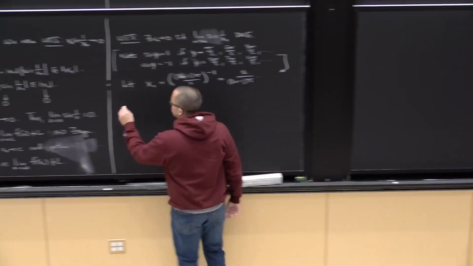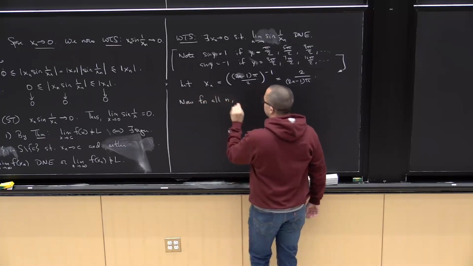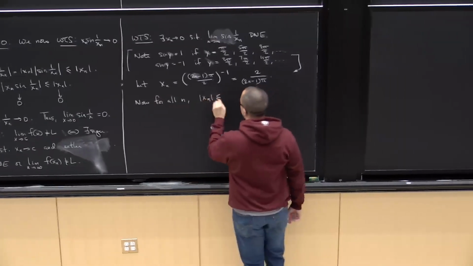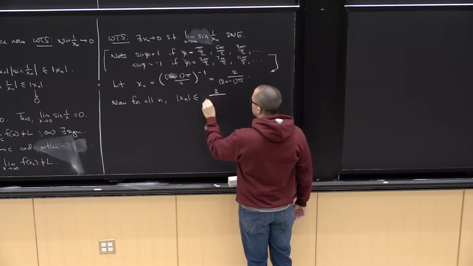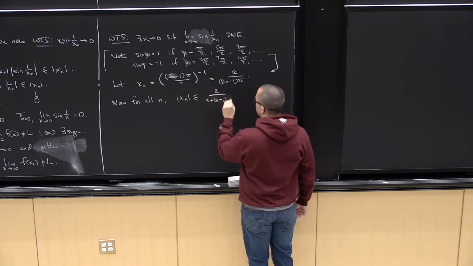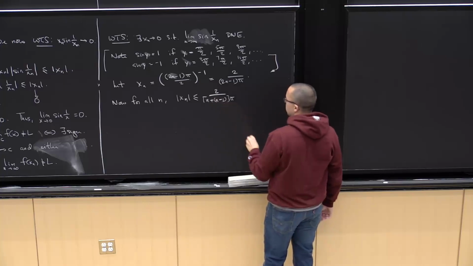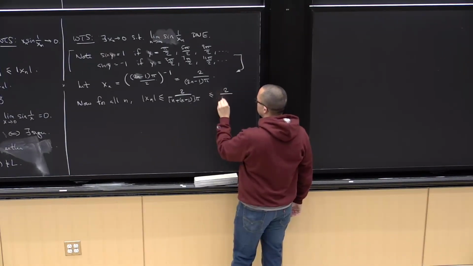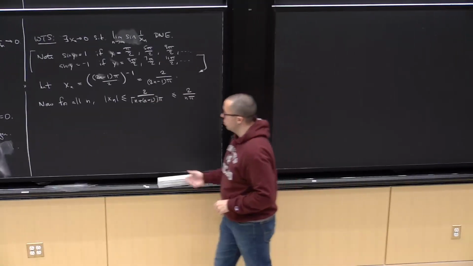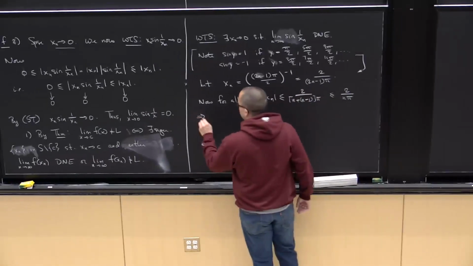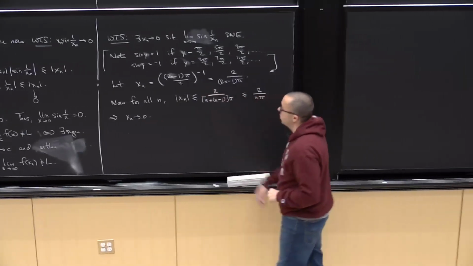Now note, for all n, x sub n is less than or equal to, I can write this as 2 over (n plus n minus 1) pi. And since n is bigger than or equal to 1, this is always bigger than or equal to n, so this is less than or equal to 2 over n pi. And this goes to 0, so that shows by the squeeze theorem that this sequence I've defined here converges to 0.